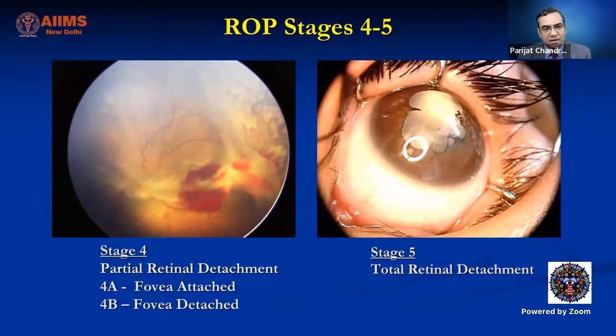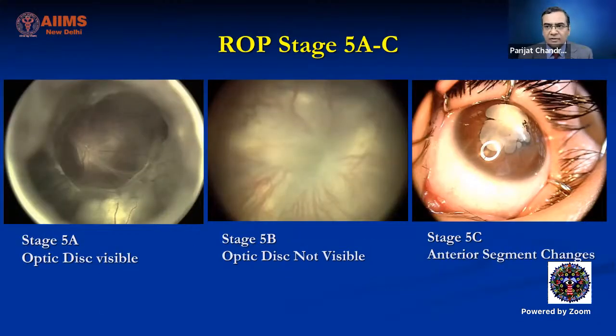Stage 4 basically means partial retinal detachment. 4A is when the fovea is attached, 4B is when the fovea is detached. Total retinal detachment signifies that you are into stage 5. Now the new classification also divided stage 5 into 3 parts: stage 5A, 5B and 5C. 5A means the optic disc is visible, 5B means that the optic disc is not visible, and 5C means that anterior segment changes are there.